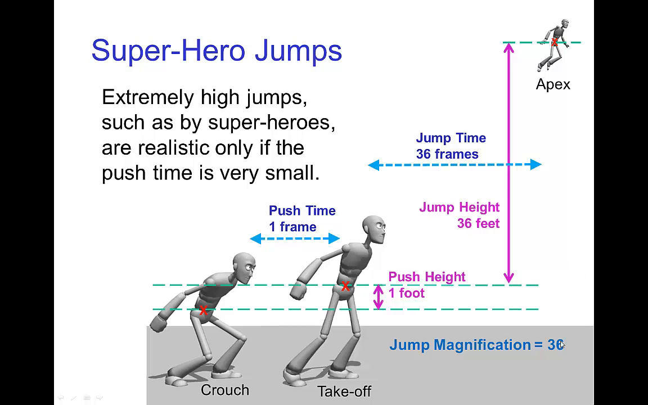Now, this character, if they're pushing off over a distance of 1 foot, then that's a jump magnification of 36. And that means that they push off on the ground for only 1 frame. So this very short push would be difficult to see on screen because it happens so quickly.